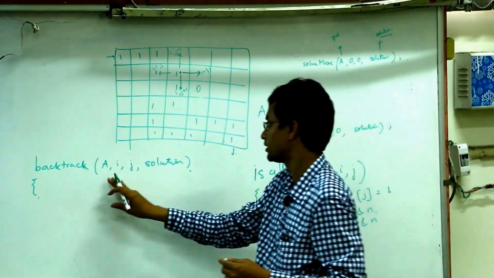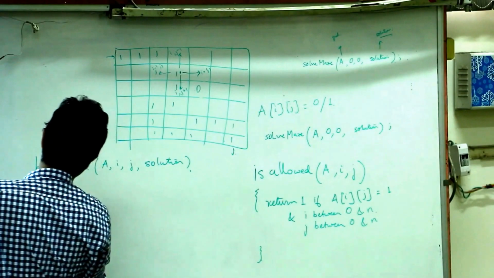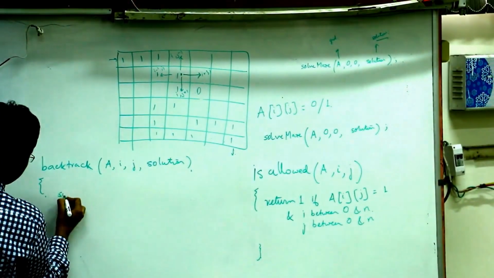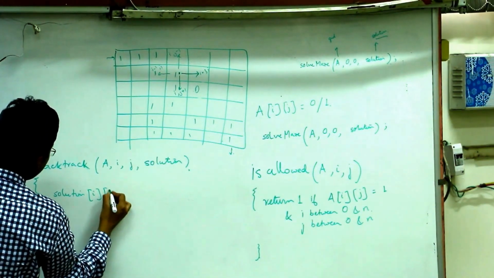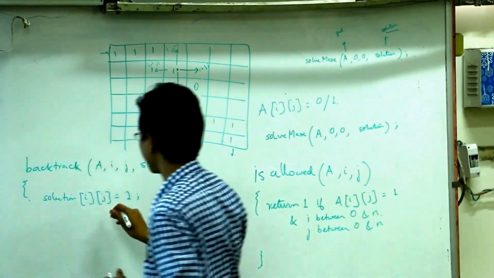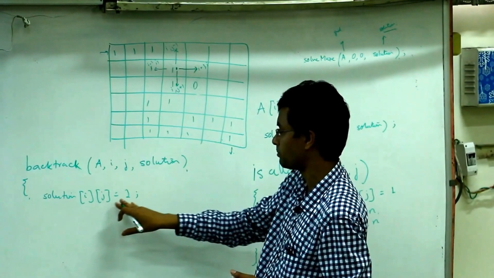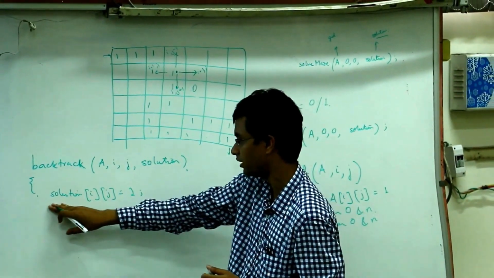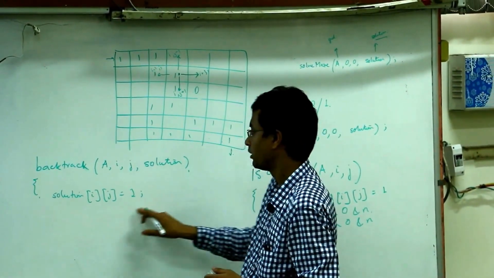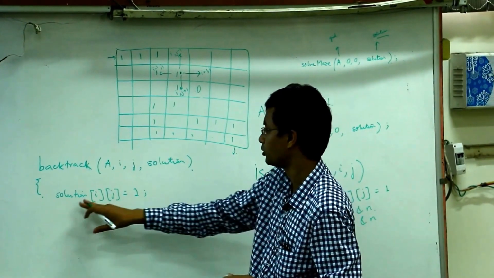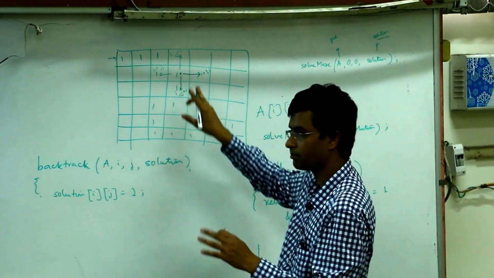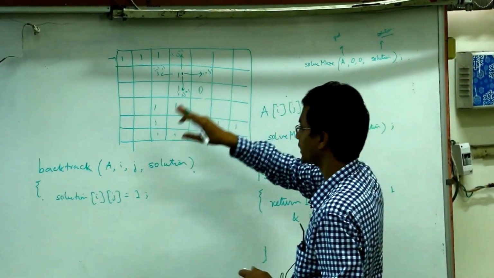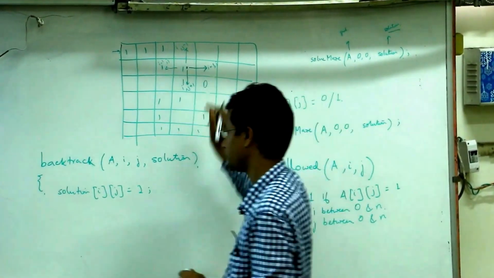So whenever I am at ij, what I do is first set solution ij is equal to 1. This is just to make sure that I include ij in my path. This is the final result which I will print out. So I set solution ij equal to 1 to make sure that ij is included in my path, and then I will try to explore i plus 1, j first.